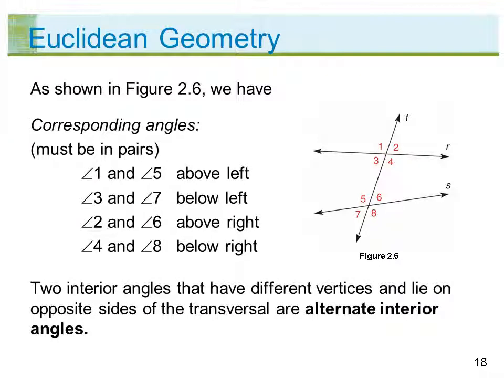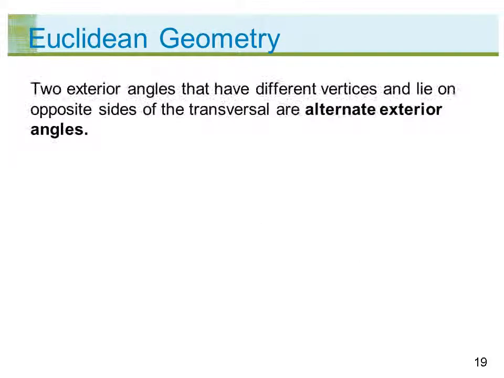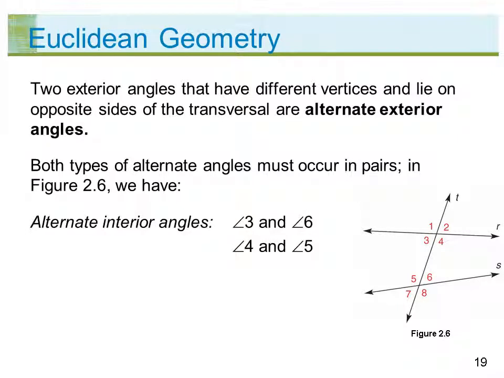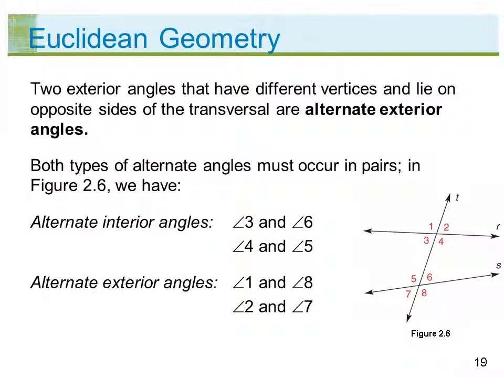Two interior angles that have different vertices and lie on opposite sides of the transversal are alternate interior angles. Two exterior angles that have different vertices and lie on opposite sides of the transversal are alternate exterior angles. Both types of alternate angles must occur in pairs. In Figure 2.6 we have alternate interior angles, angle 3 and angle 6, angle 4 and angle 5. Alternate exterior angles, angle 1 and angle 8, angle 2 and angle 7.